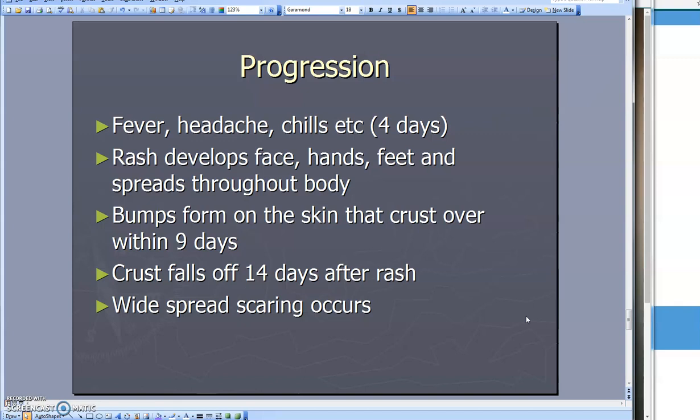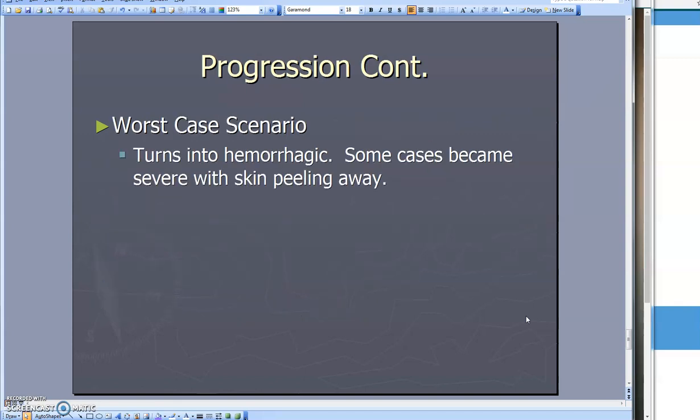And then afterwards, if you survive, widespread scarring occurs. There is a strain of smallpox, the bad type, which was hemorrhagenic as well. Some of the pox marks become black, and you get blood underneath the skin surface. And in some cases, the skin will just kind of shed itself away, and you just bleed out and die. Not a good way to go. Luckily, we don't really have to worry about that.